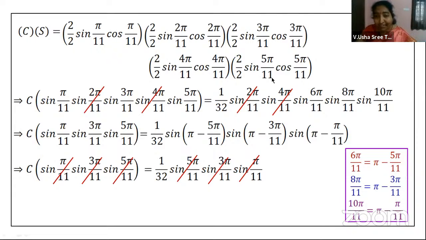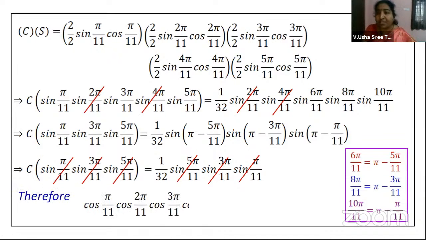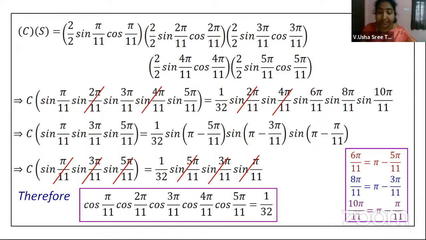Now when we started here, when we had taken this step, they were not similar, but we have reduced it by making use of the formula which we know, right? So C is equal to 1 by 32. What is C? C is nothing but cos pi by 11, cos 2 pi by 11, cos 3 pi by 11, cos 4 pi by 11 and cos 5 pi by 11, which is equal to 1 by 32. Right? Now, we will extensively try to make use of the formulas we have discussed, children.